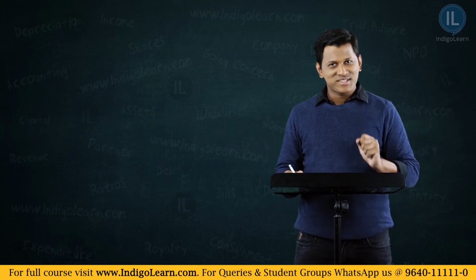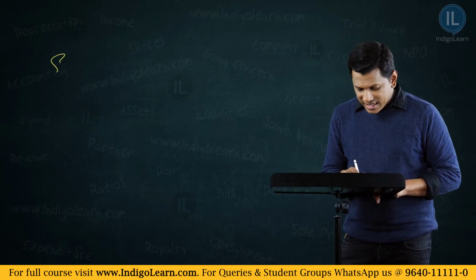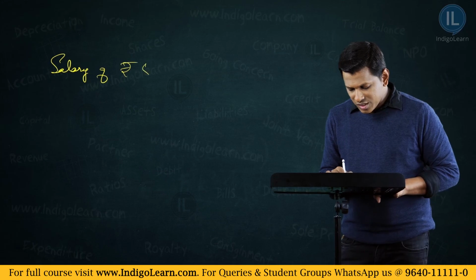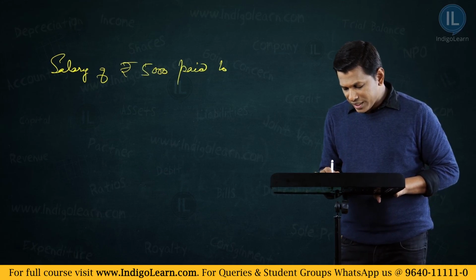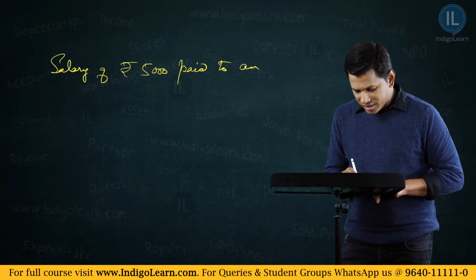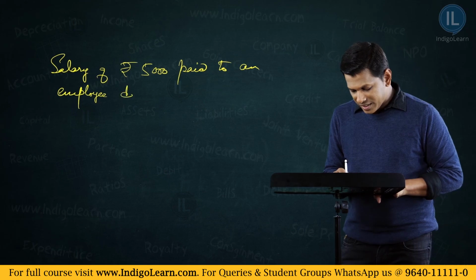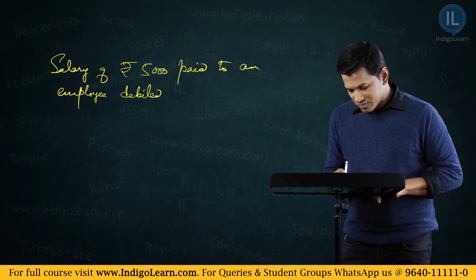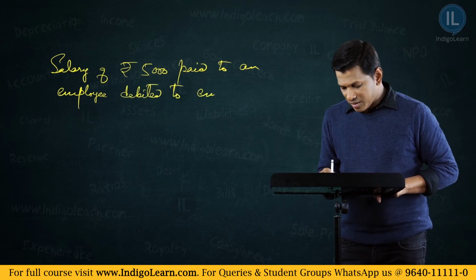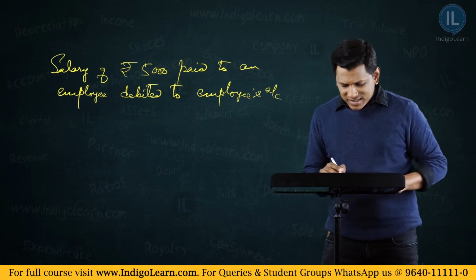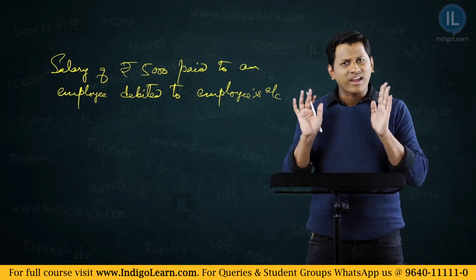Now look at one more interesting case. Salary of rupees 5,000 paid to an employee, debited to the employee's account. You need to understand the logic. That is when it makes more sense. Now, salary of 5,000 paid.